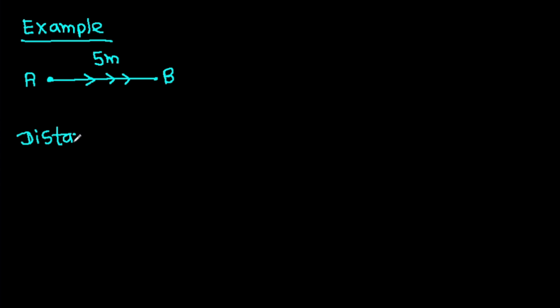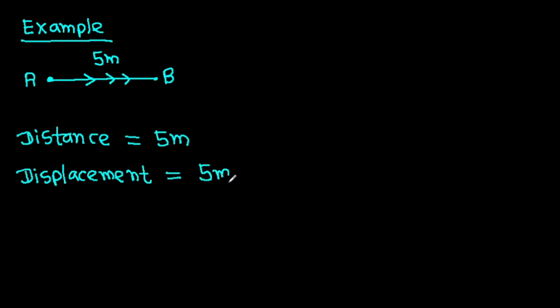For example, if a person is at point A and if it moves to point B, that is 5 meters away from point A, then distance is 5 meters and displacement is again 5 meters in i direction.